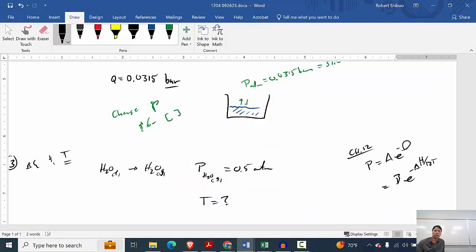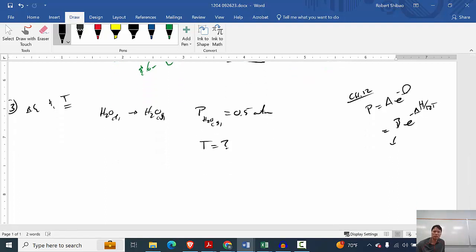And what we can do here is we can get this into different forms. One of these forms is this one, which is the ln of P. We'll just take the natural log of that. We'll get rid of the e term here, and we get minus delta H over R times 1 over T, plus B, using the property of logs.